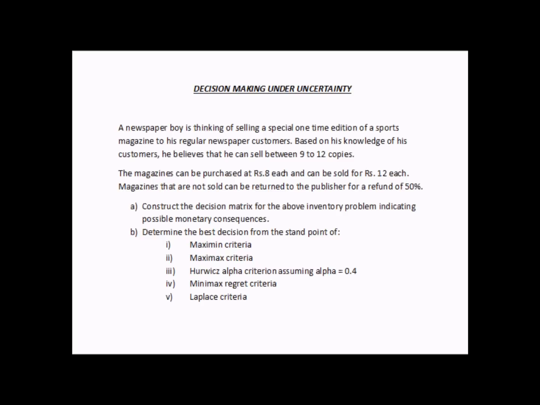Now the question given to us is: A, construct the decision matrix for the above inventory problem, indicating possible monetary consequences. And B, determine the best decision from the standpoint of Maximin criteria, Maximax criteria, Hurwicz alpha criteria, assuming that alpha is equal to 0.4, Minimax regret criteria, and Laplace criteria.